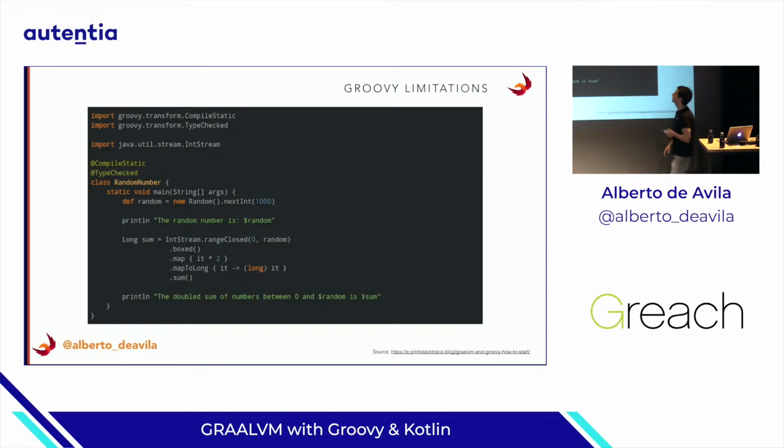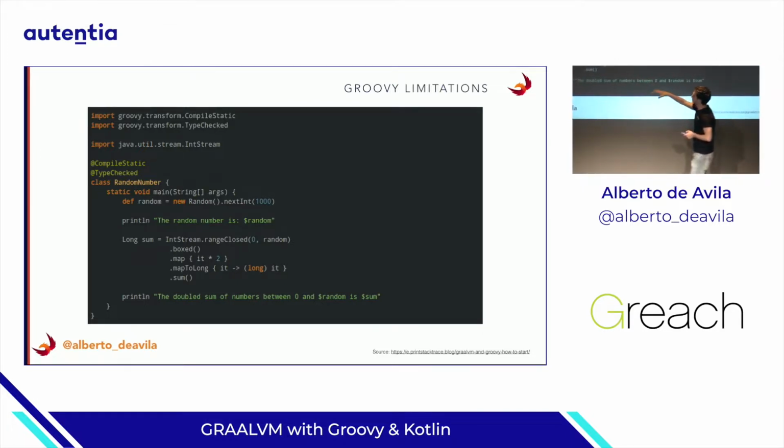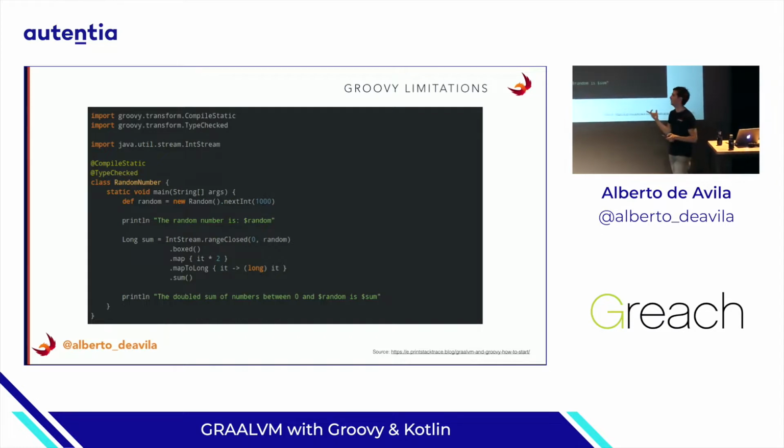Another example about that: this is Groovy code that generates a random number and works with it using some methods. With this IntStream, the problem when using this code with GraalVM is that when it tries to use the map method, it's using a closure, and you need to specify a file like reflect.json with some config to work well.